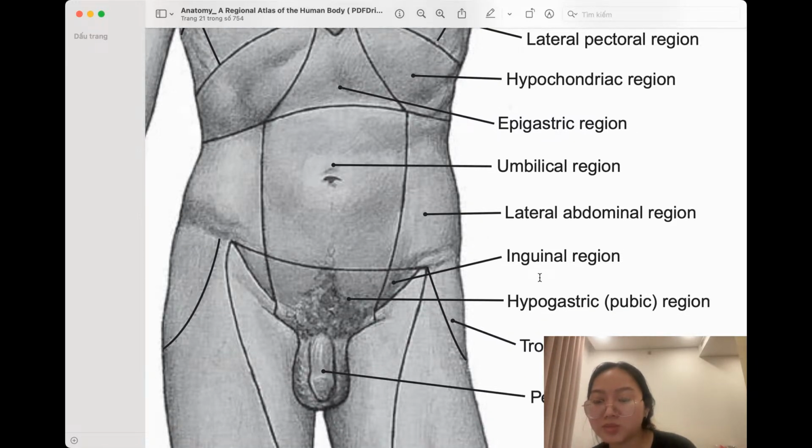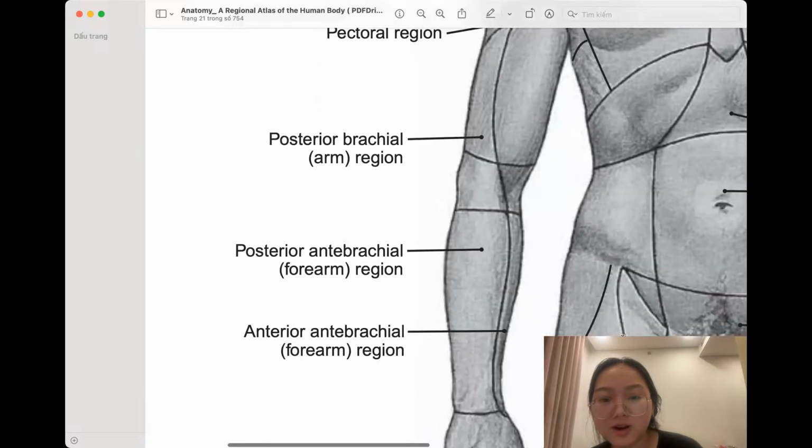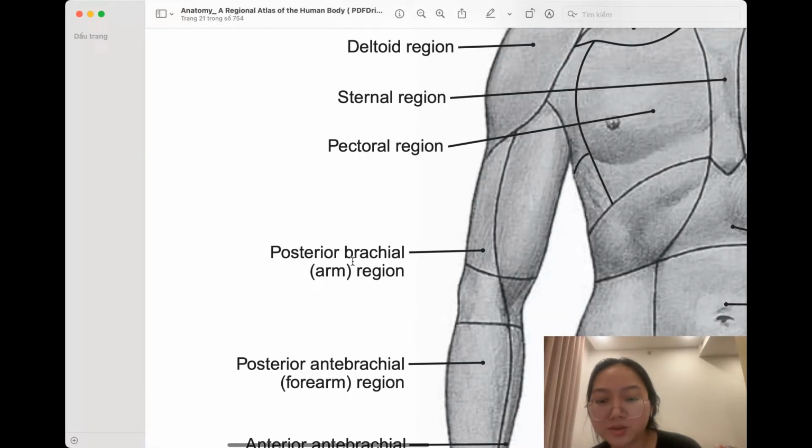Hypogastric pubic region. I don't really know. Trochanteric, is that how you call it? How can we call this region? And the penis, sorry. Posterior brachial region. Brachial is relating to the arm or a structure resembling the arm.